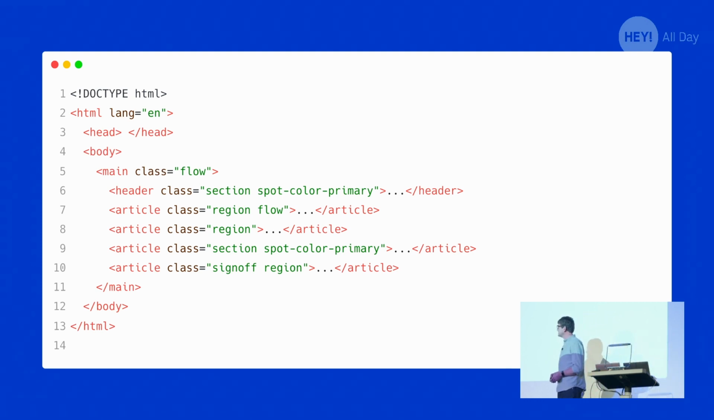We've got body, and then inside of the body, we've got a main element, which describes it as the main content. And then inside of there, we've got a header. And then each section is an article. And you might be thinking, what's he doing using articles for that? Surely the whole thing's an article because it is one big article.